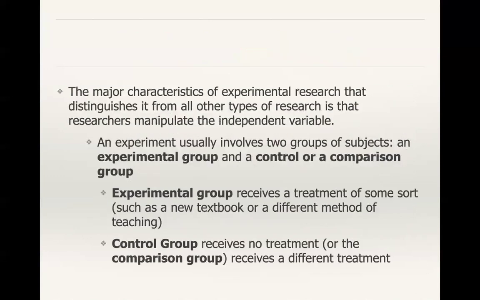For example, an experimental study on the effectiveness of multimedia in college English teaching, the effect of small classes on instruction. The major characteristic of experimental research that distinguishes it from all other types of research is that researchers manipulate the independent variable. An experiment usually involves two groups of subjects, an experimental group and a control group or a comparison group. Experimental group receives a treatment of some sort, such as a new textbook or a different method of teaching. Control group receives no treatment, or the comparison group receives a different treatment.